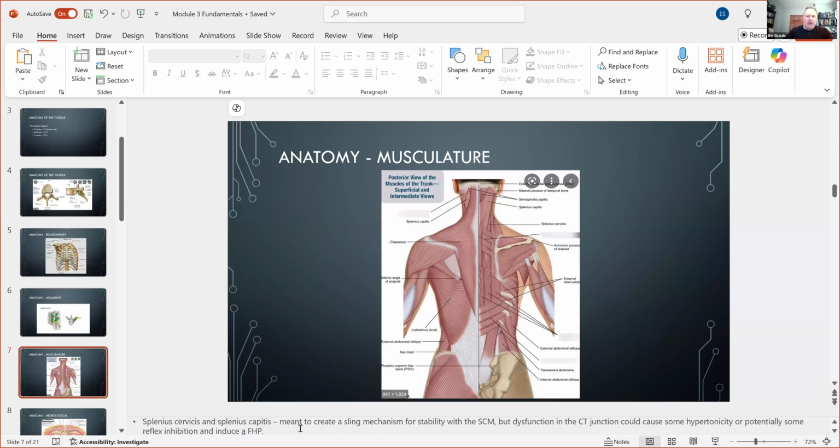But what these things do is they're meant to create a sling mechanism with the SCM, right? That should help to support some of the shoulder girdle, right? But issues in the CT junction, where we have something like a forward head, or we're creating hypertonicity because of a segmental facilitation in the cervical spine, could affect this stuff, could create some reflex inhibition and affect the position of the head relative to the trunk.